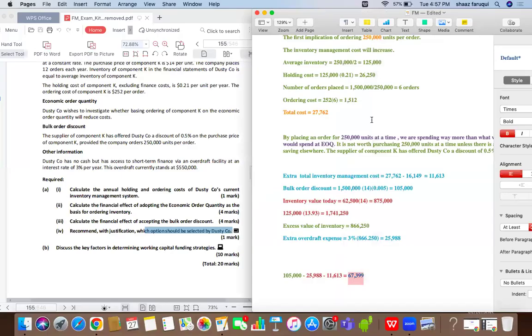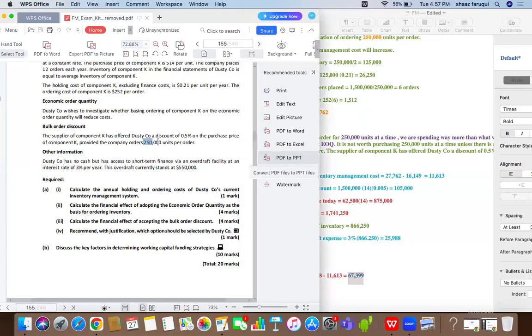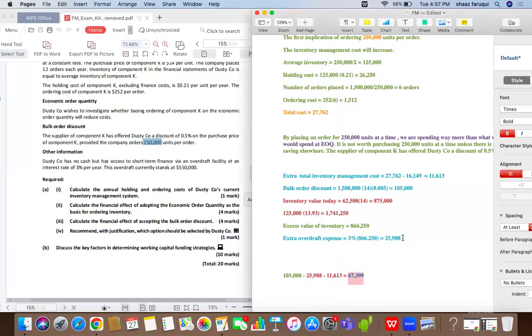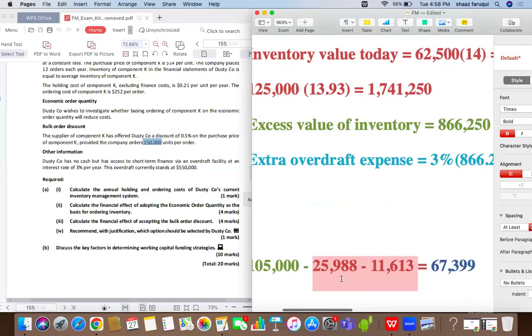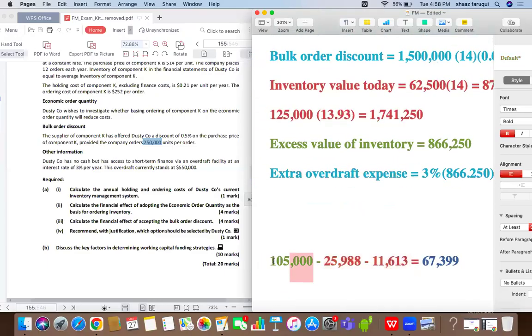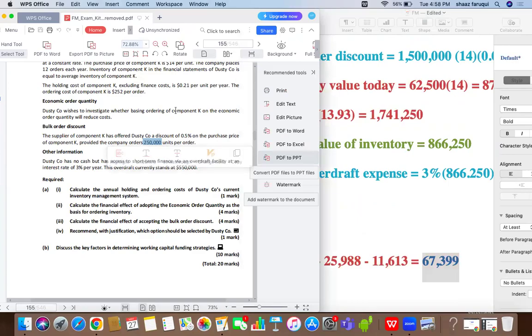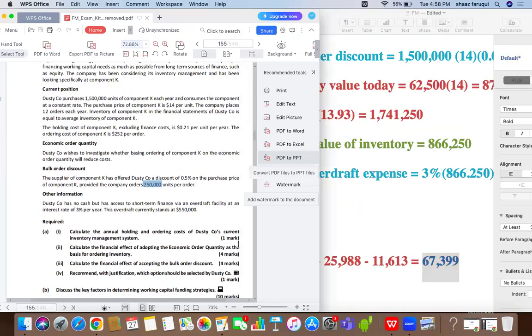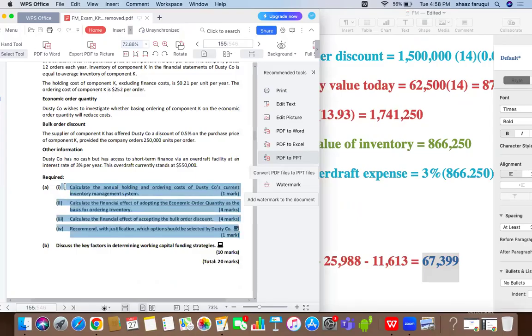What was it? Yes, Dustyco should go ahead with placing the order for 250,000. The justification is that although there is an additional expense of 25,988 and 11,613, there is an overall saving of 105,000. So there is a net saving of 67,399. Therefore, it makes sense for Dustyco to go ahead and place an order for 250,000 units per order and not go with the EOQ. So with that, we've got 10 marks.